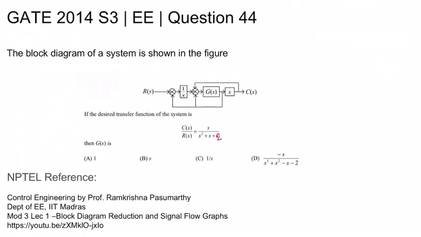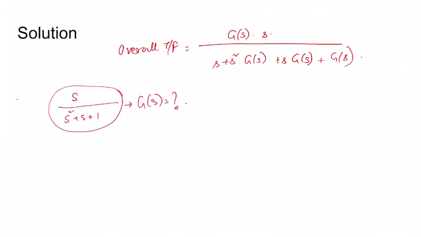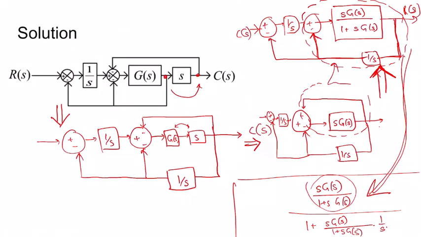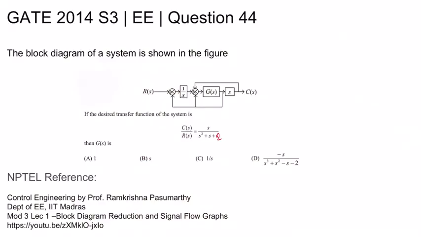As it is given in the question, the G(s) value should be found for C(s)/R(s) equal to s/(s^2 + s + 2). So G(s) should be, now let's put G(s) equal to s. So s^2/(s + s^3 + s^2 + s), which equals s/(1 + s^2 + s + 1) equals s/(s^2 + s + 2). So if G(s) is equal to s, then the overall transfer function value comes out to be s/(s^2 + s + 2), which is needed. So we can conclude that the G(s) value is s. So option B is the correct option.